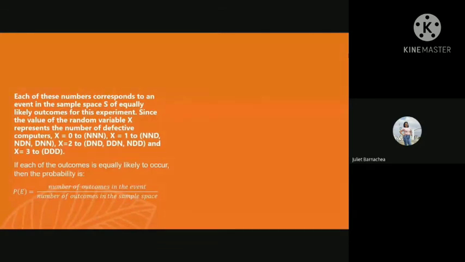Each of these numbers corresponds to an event in the sample space of equally likely outcomes for this experiment. Since the value of the random variable x represents the number of defective computers, x is 0 in NNN. X is 1 in NND, NDN, DNN. X is equal to 2 in DND, DDN, NDD. And x is equal to 3 in DDD.